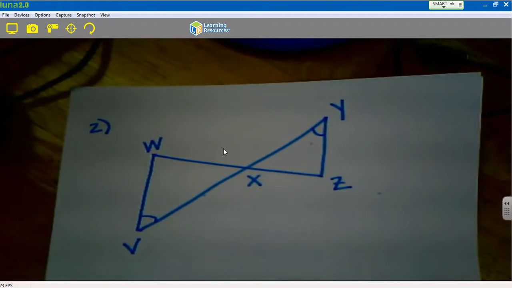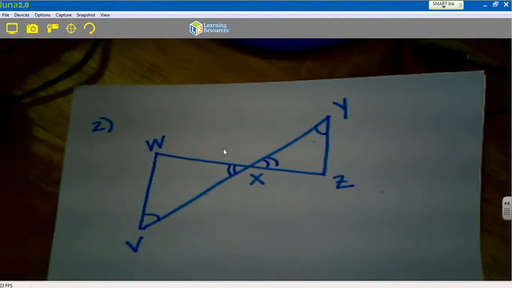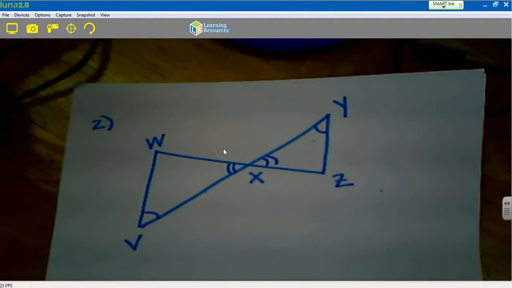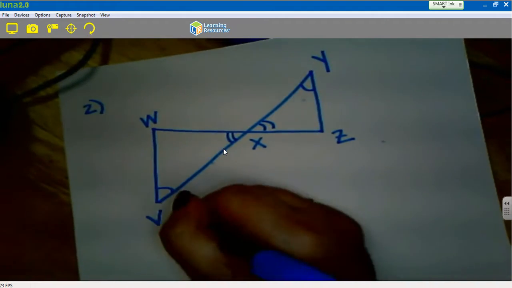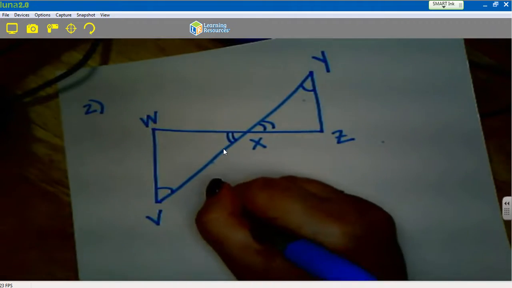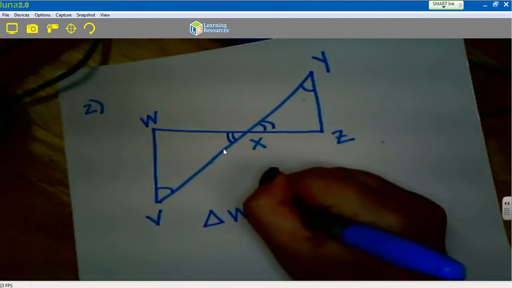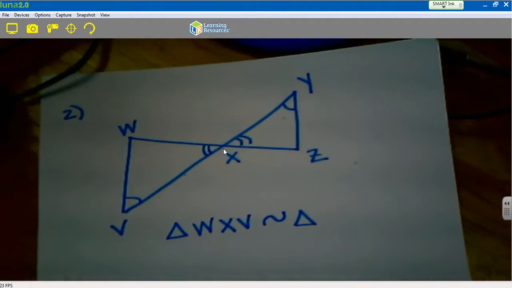Is there anything else that we can mark on here? Hopefully you said these two angles right here are congruent because they are vertical angles. So because we have two pairs of angles that are congruent, we can go ahead and say that yes, triangle, let's call it WXV, is similar to what triangle?